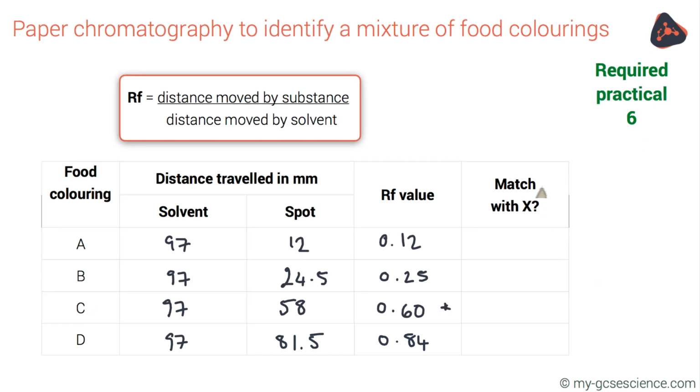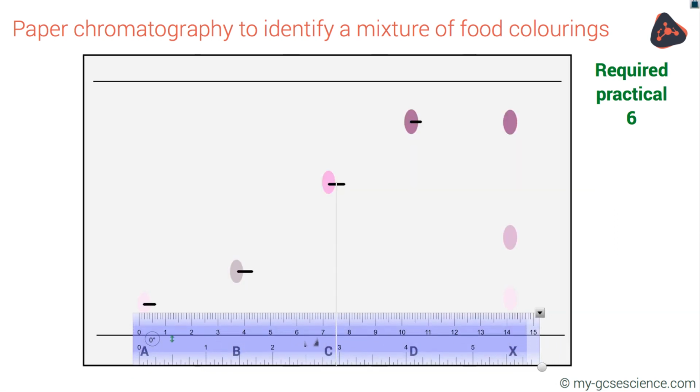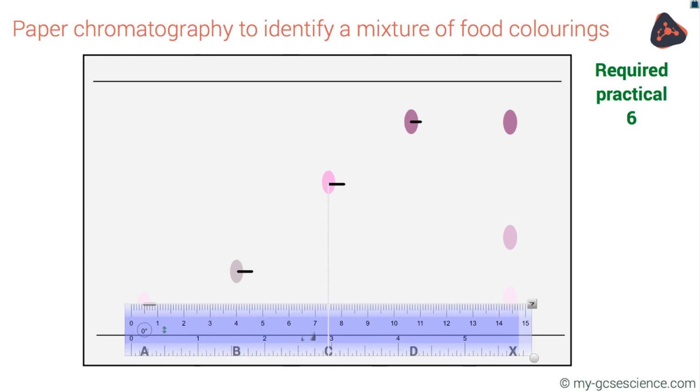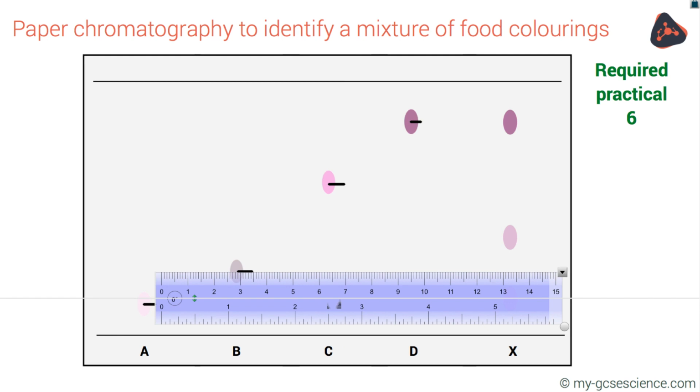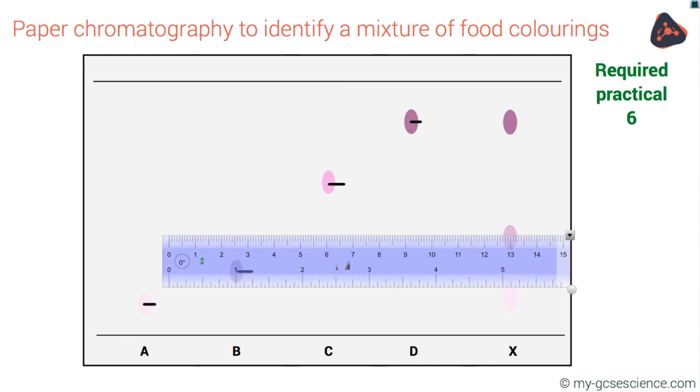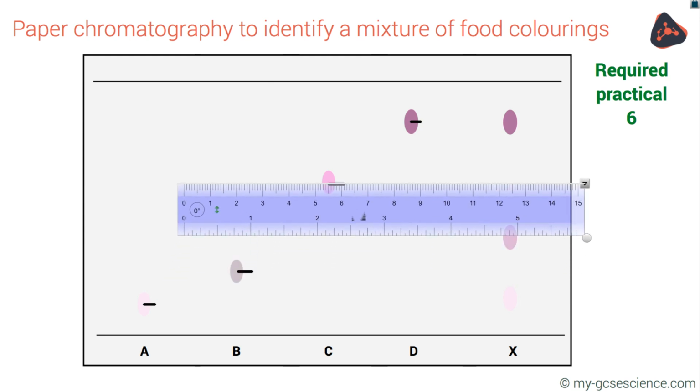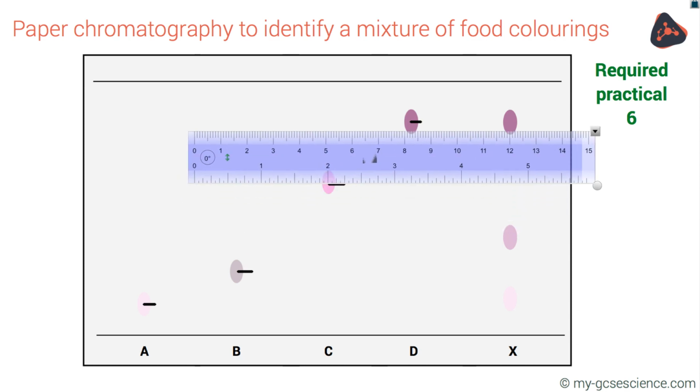Okay, and finally we need to match up our unknown substance X with A, B, C or D. And hopefully what you should quite easily see is that we have the same colour for spot A and it's travelled the same distance. Spot B is not there in X. We have something in X that we didn't have in A, B, C or D. We don't have C in X, but we do have D.